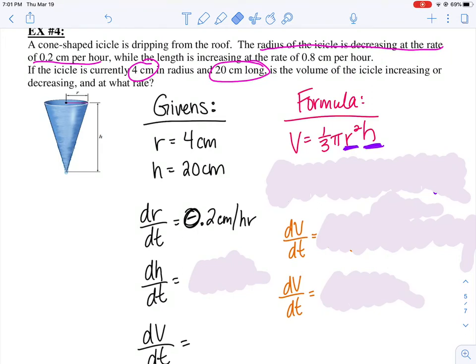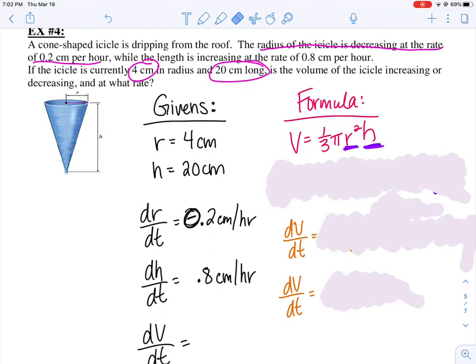It says while the length of the icicle is increasing, so that's when we're going to have our positive 0.8 centimeters per hour. It's asking us to find the rate at which the volume is changing and if it's getting bigger or smaller, right? And so dv dt is what we're actually trying to find. So first step is to list all of your givens. Remember, our next step is to find a formula or an equation that relates all of this stuff together.